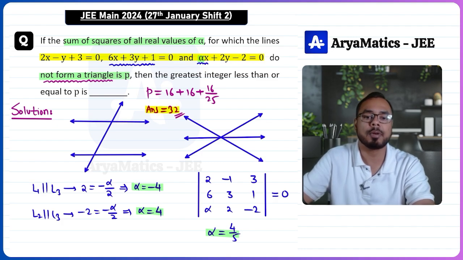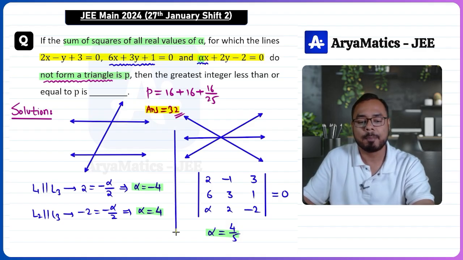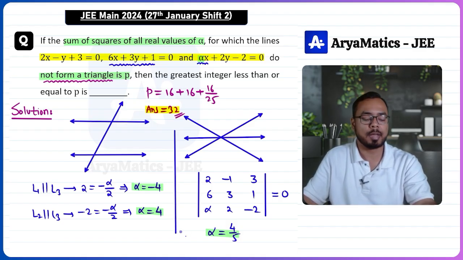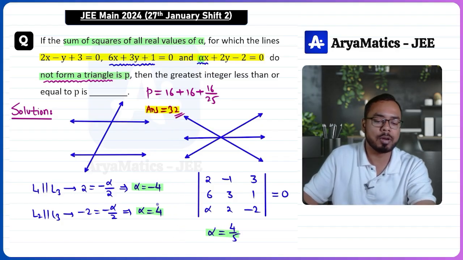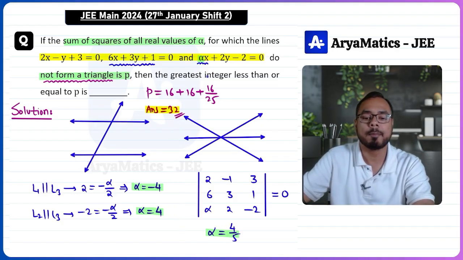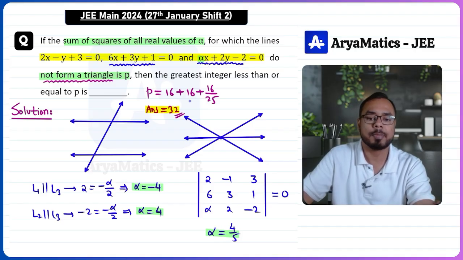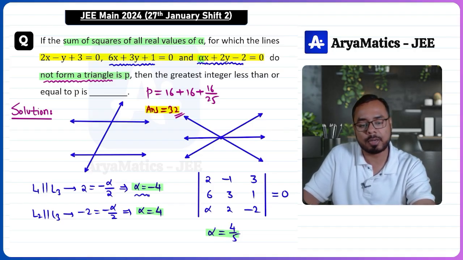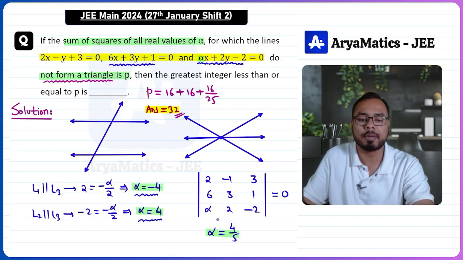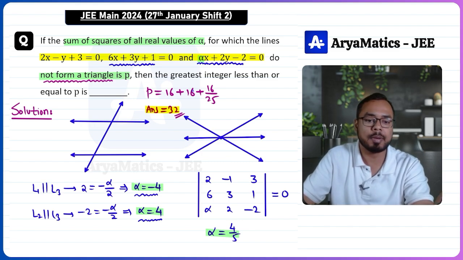So this was a very interesting problem. In this problem, the important concept was that if we have three lines, then those three lines will not form a triangle if all three lines are concurrent, or any two of those three lines are parallel. Those are the two cases in which we are not going to get any triangle. When the lines are parallel, we are getting these two values of alpha, minus 4 and plus 4. And if the lines are concurrent, then alpha is 4 by 5. P is the sum of squares of all the values of alpha. Greatest integer of P will be 32, and that is the right answer for this problem.